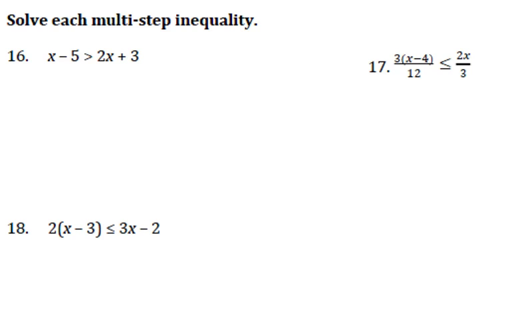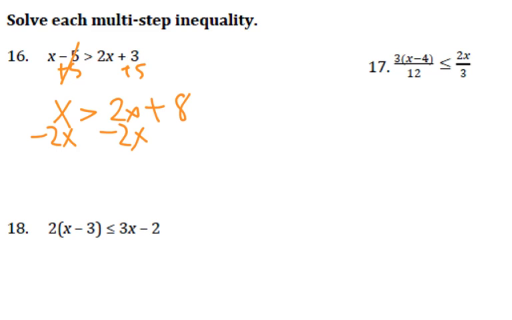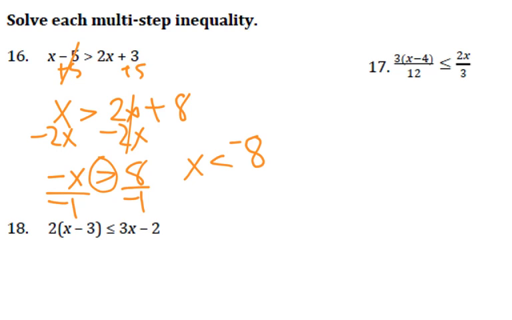Okay, so with these inequalities, they can get more complex, but you just follow it just like an equal sign. So here, we can add 5 to both sides to get x is greater than 2x plus 3 plus 5 is 8. Subtract the 2x. We get negative x is greater than 8. Then we divide by negative 1, and I get x and negative 8, but I've got to flip the inequality, so it's x is less than negative 8.